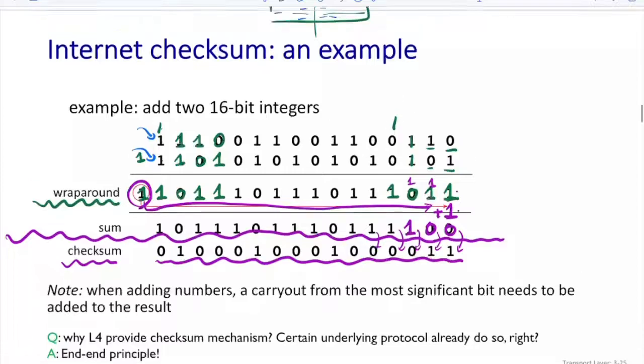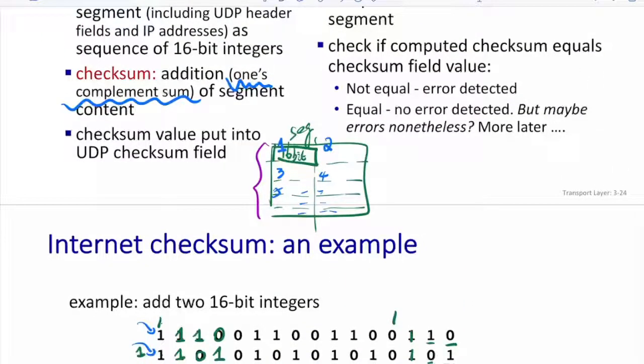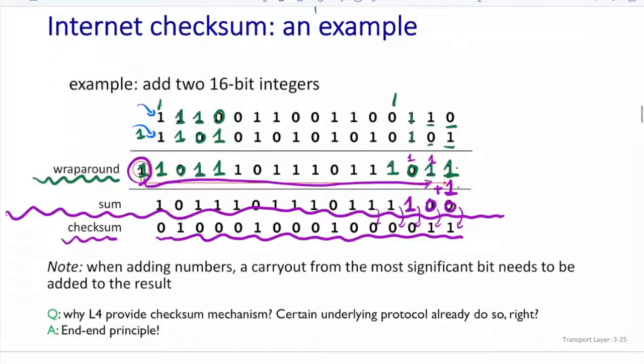Okay, so for a segment, you have a lot of 16-bit words. You simply add them all together and follow the rules. If there's a carry, do wrap around and calculate the sum, and at the end you calculate the checksum by flipping 0 to 1 and 1 to 0. So that is the checksum.